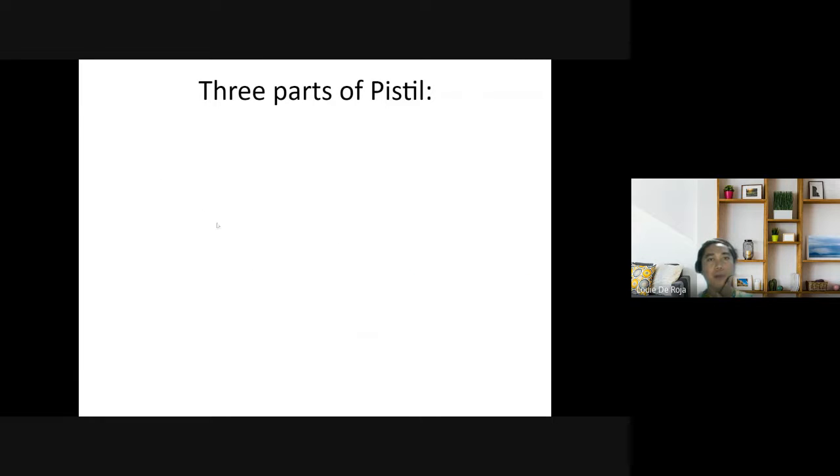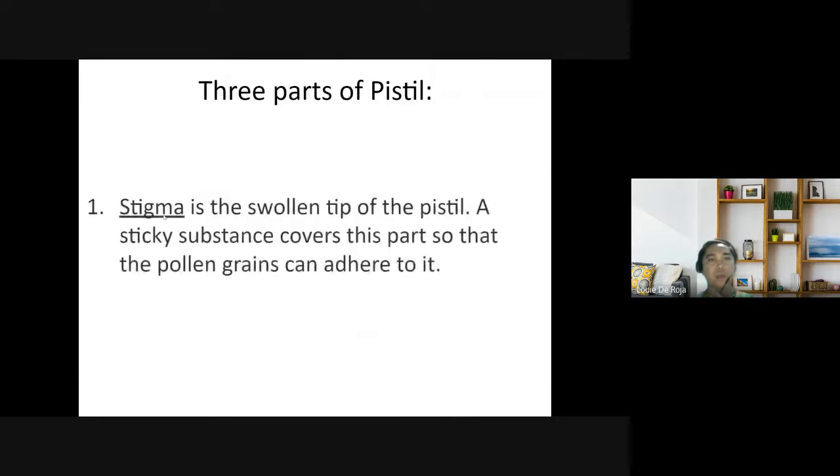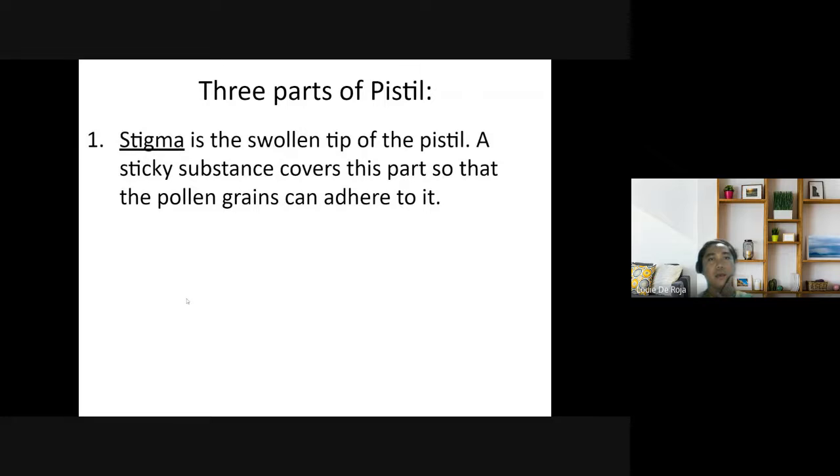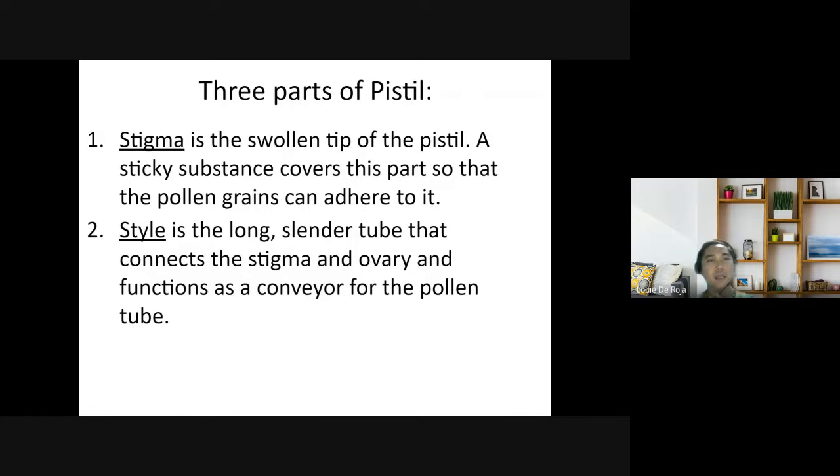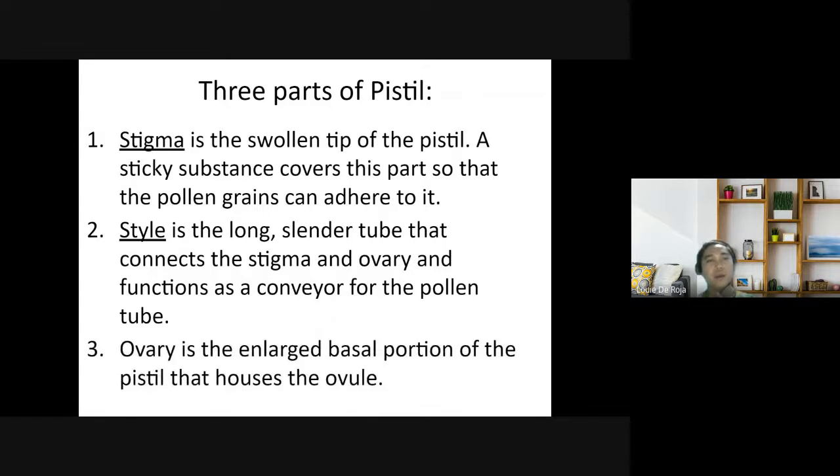Okay, we have three parts of pistil. We have stigma, the swollen tip of the pistil, covered by a sticky substance so that the pollen grains can adhere to it. Style is the long, slender tube that connects the stigma and functions as a conveyor for the pollen tube. And ovary is the enlarged basal portion of the pistil that houses the ovule.